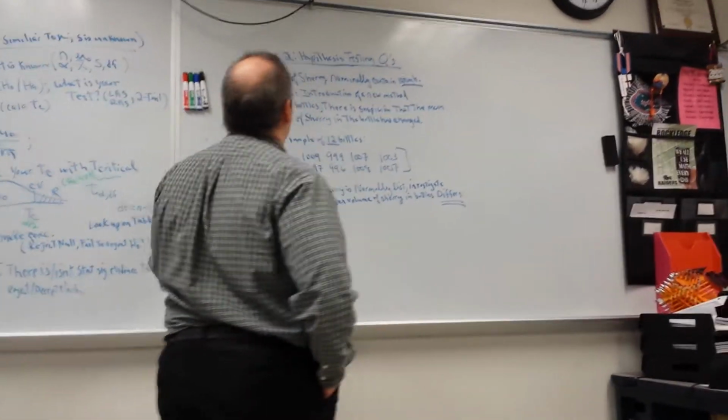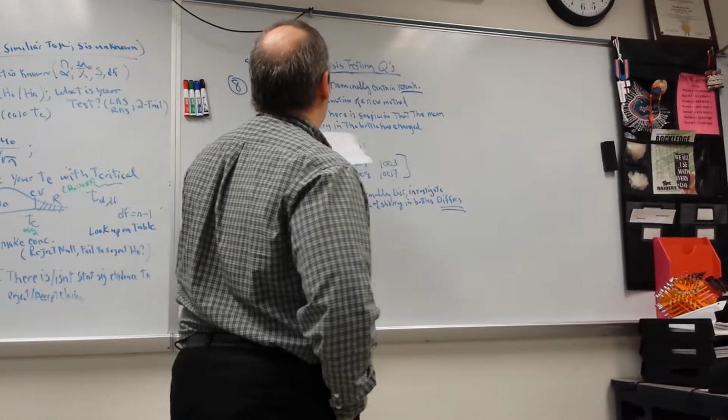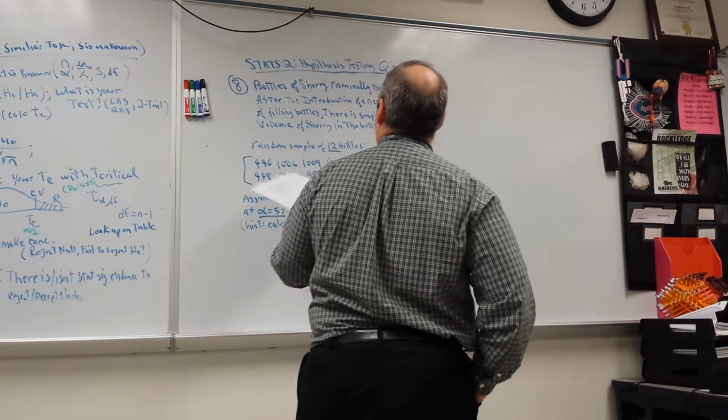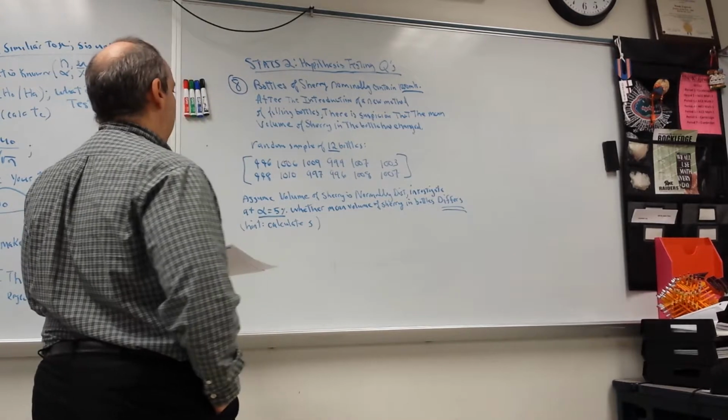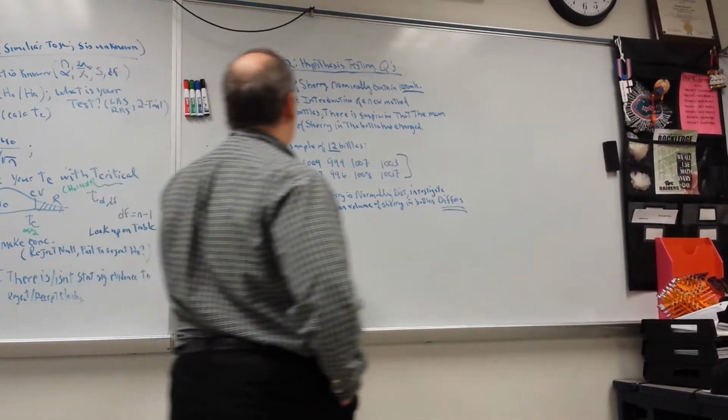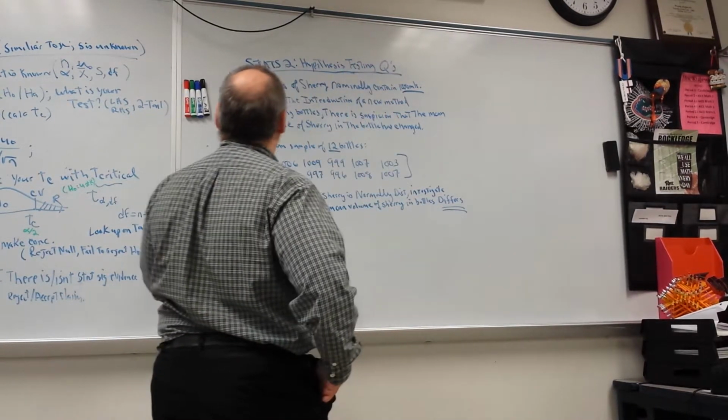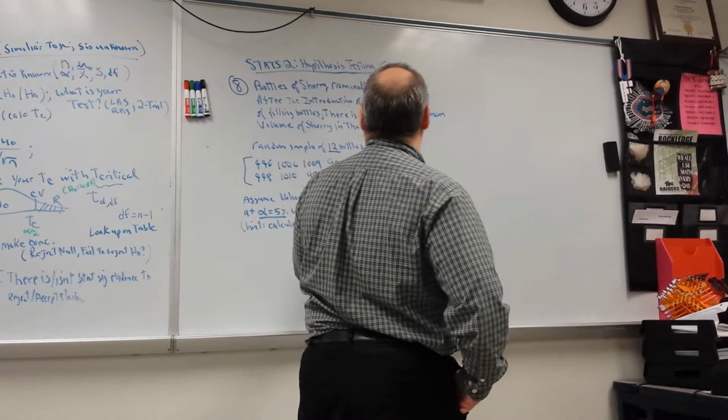1,000, right? So they measured it and it's 1,000. And they want to know if there's any suspicion according to 12 bottles from the random sample. And they have all of these right here, okay? And then they want to know, just reading up, because it's all right here, for number 8, assume the volume of the sherry is normally distributed.